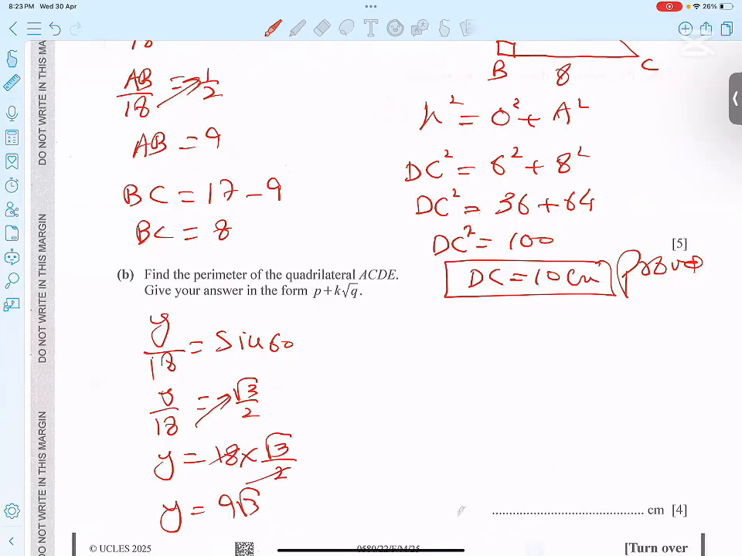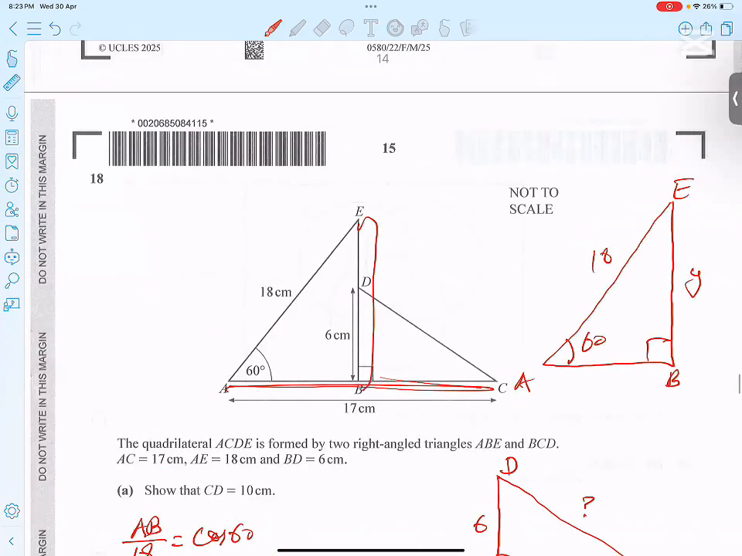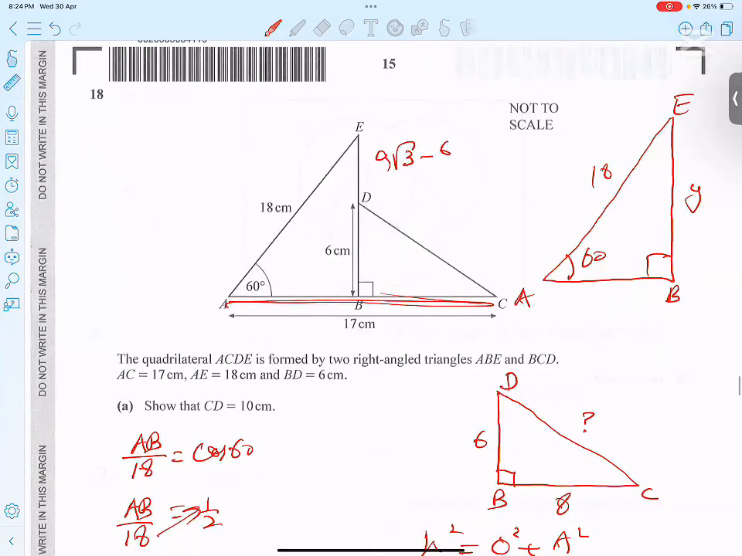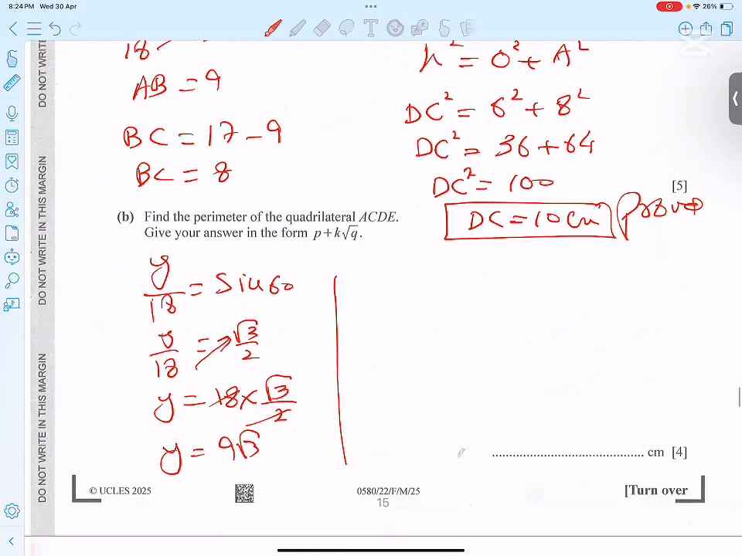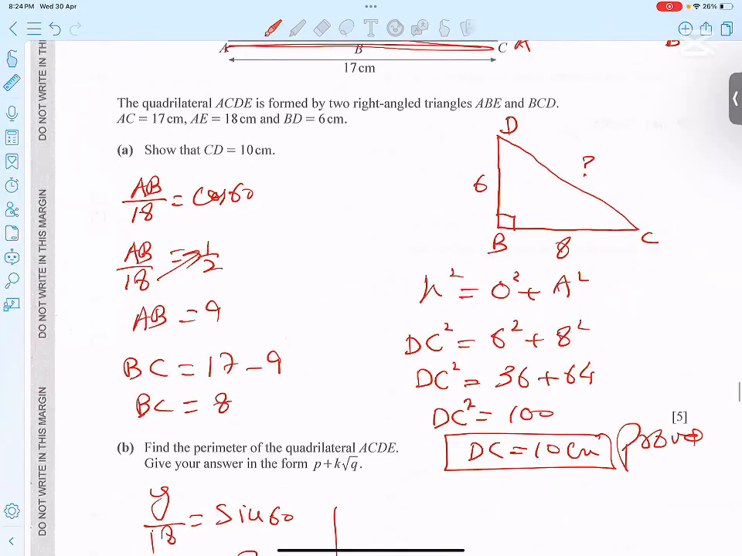So basically, if you check it carefully, I show you. This total is 9 root 3. So if this full is 9 root 3, then there's a 6. How much is left behind? So 9 root 3 minus 6. I hope it's clear. So I got it. 9 root 3 minus 6, that is what I'm asking, DE.